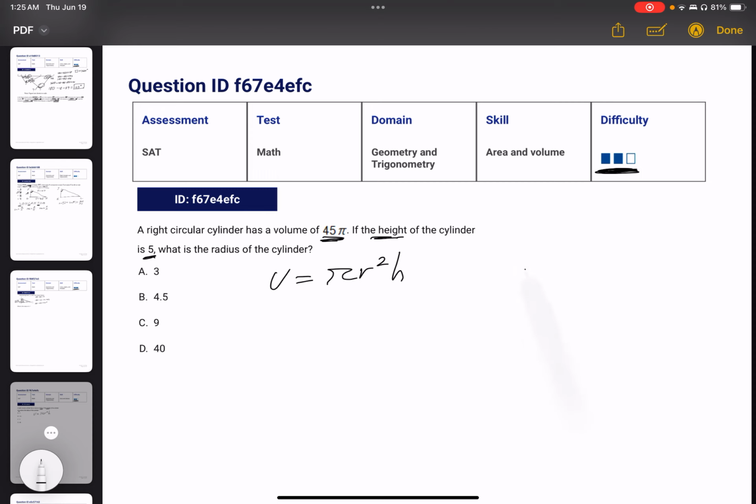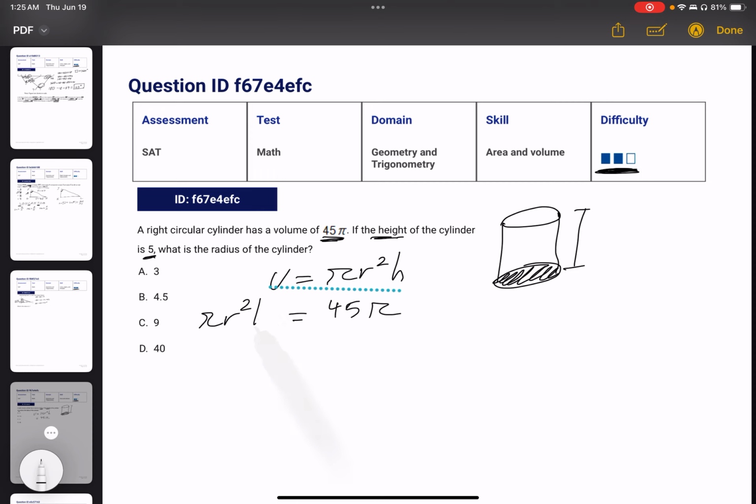So, draw it out. Just the area, and then if you multiply by the height, you're going to get the volume of the cylinder. Okay, so we know that that is equal to the volume of the cylinder, and we also know that we have 45 pi, which is equal to that. And we're going to write this out again.